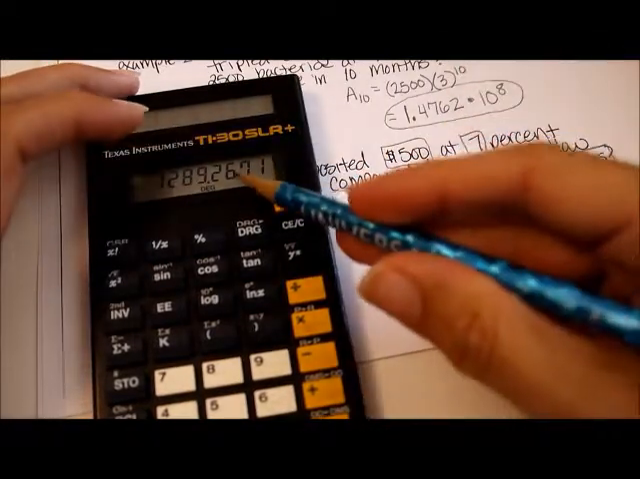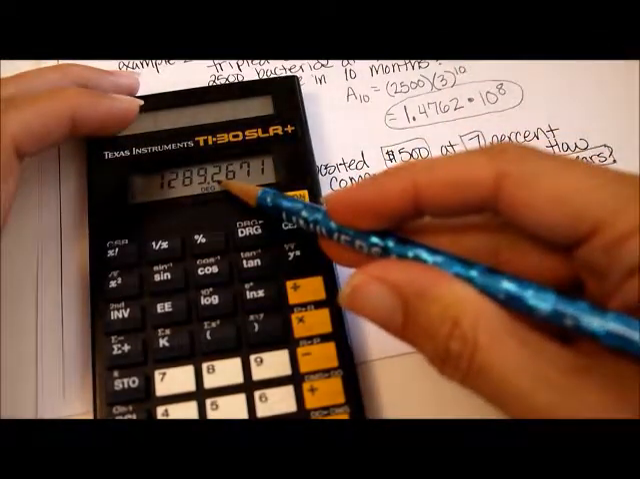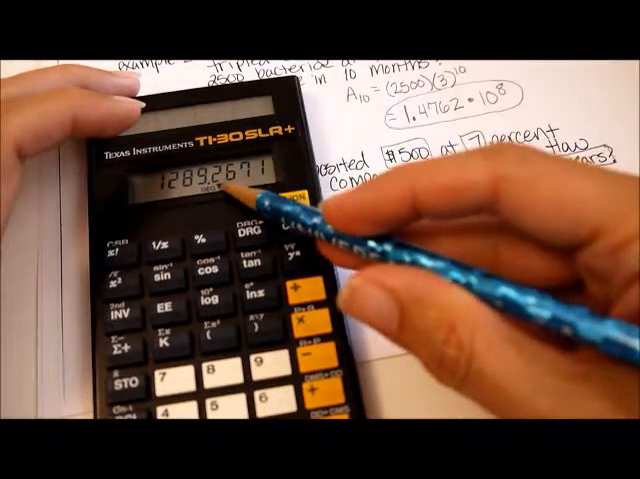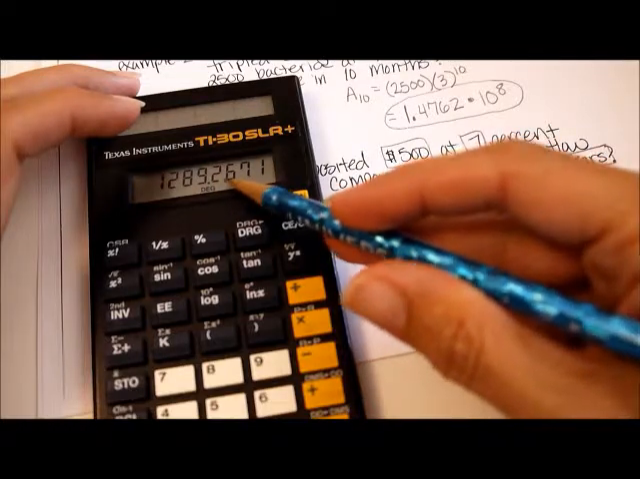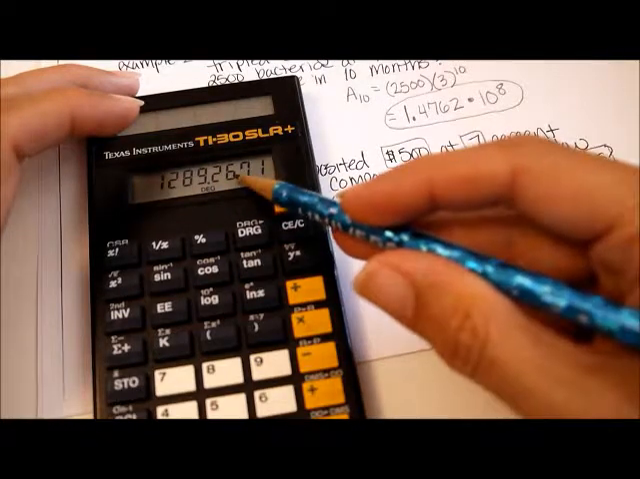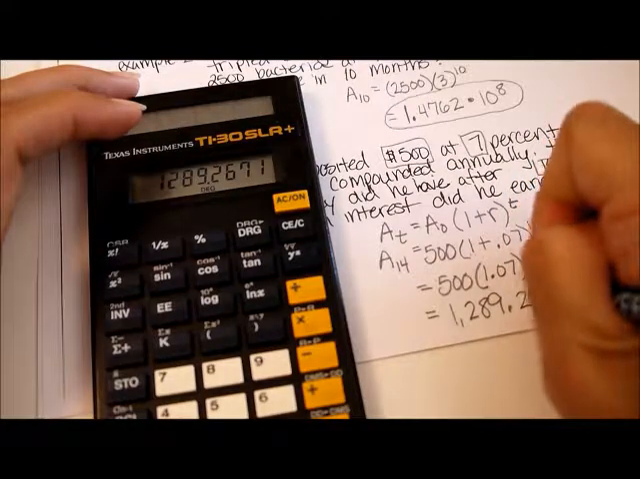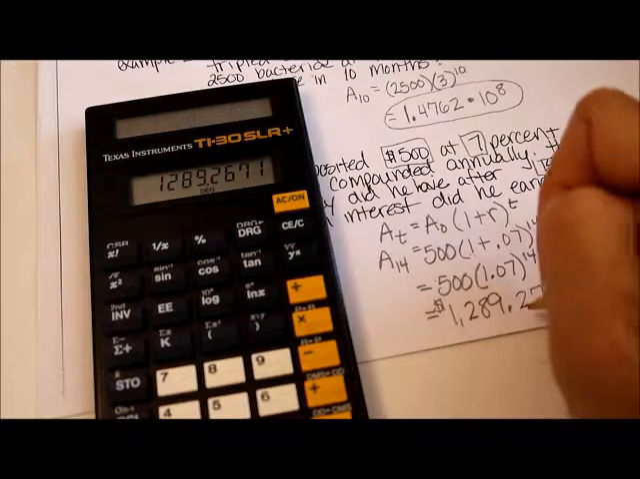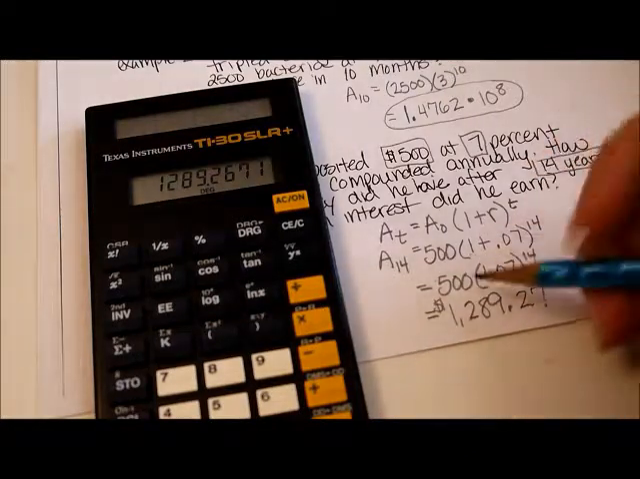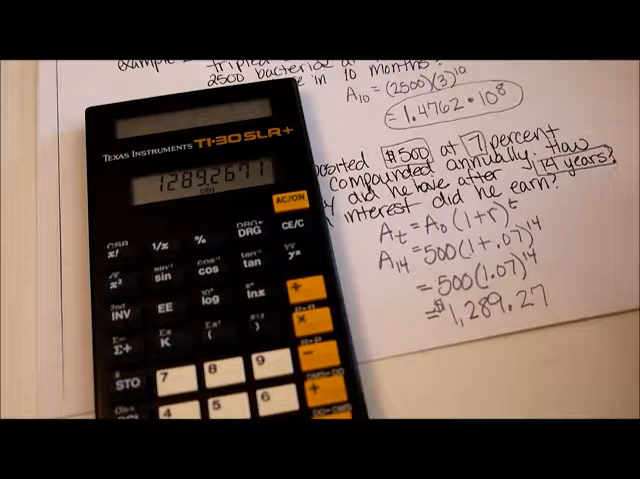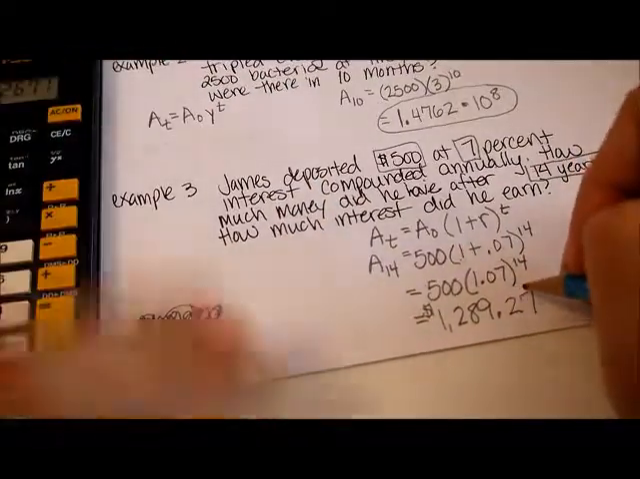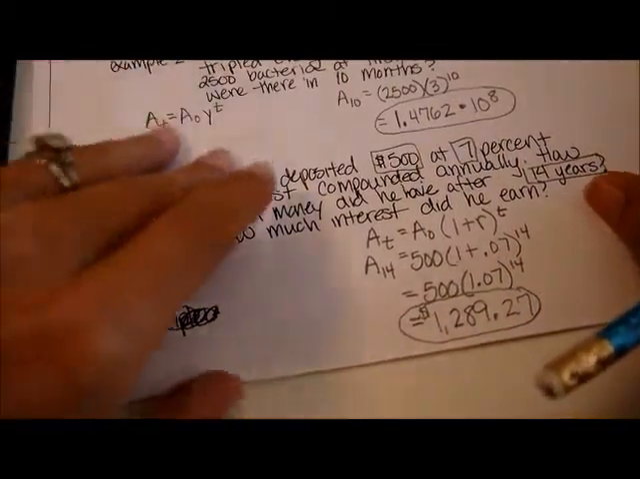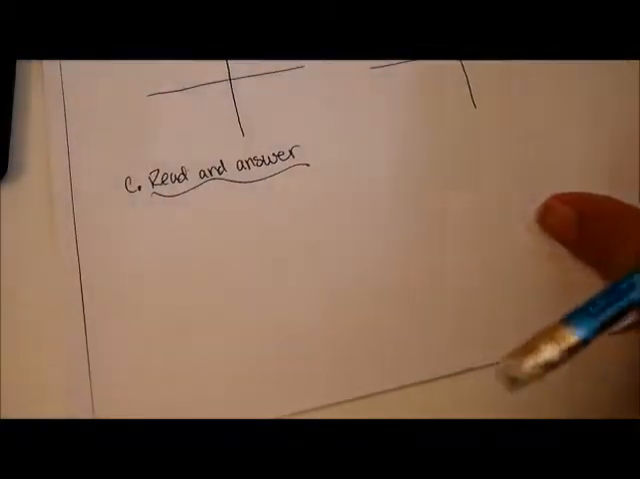Oh, so it's money, so I have to round this to dimes and pennies. So how many cents? 26 cents or 27 cents? Well, the 7 makes the 6 go up, so it's 27 cents. So now he has $1,289.27 when he started with 500. So that's a nice happy ending to that story. All right, let's go to the next example.